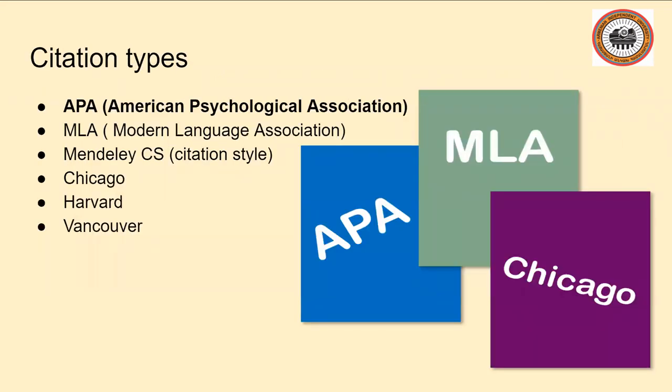Citation types. Actually, in English we differentiate different types of citation. It's based on the university you are studying at, and which style of writing is accepted in that university. Here we have different styles. APA is the American Psychological Association. The second one is MLA, the Modern Language Association. Then we have Mendeley, CS, Chicago, Harvard, Vancouver, etc.